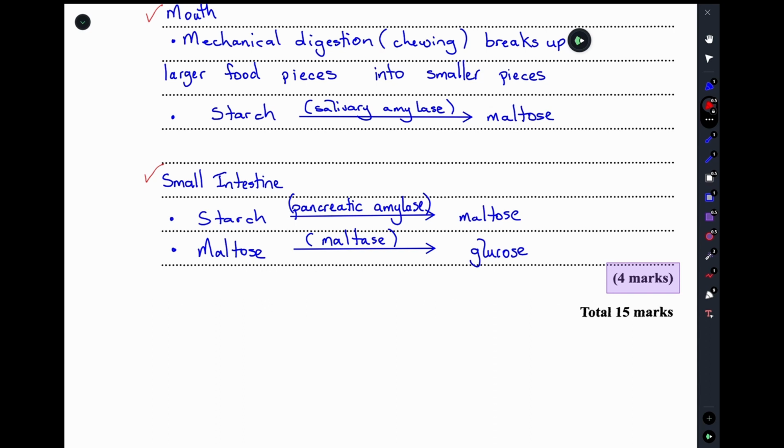And this will complete your answer as to the enzymes involved. So you may get 1 mark for one of the amylase enzymes and another mark for the maltase enzyme, and that will in total give you your 4 marks.